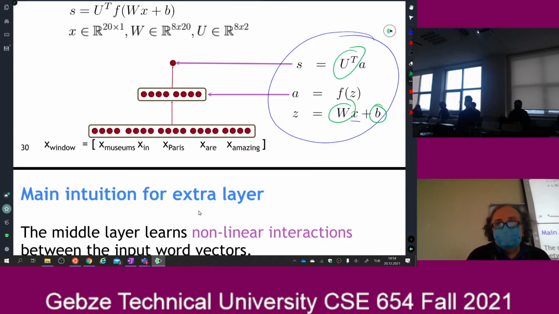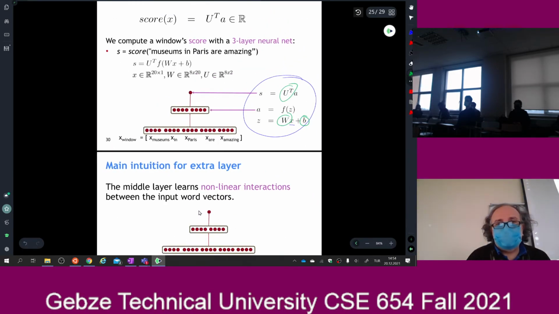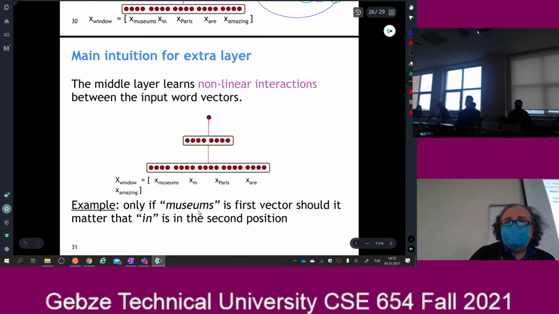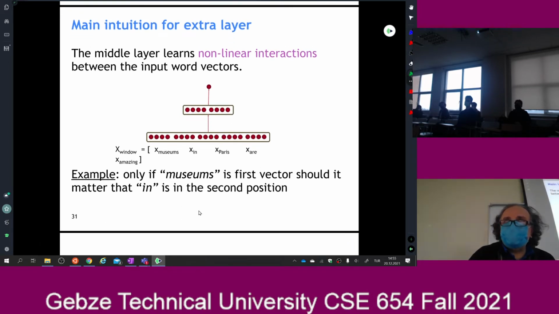Okay. So all these numbers have to be calculated somehow by looking at our training data. That's what we are doing. It has a very big advantage to have this kind of input, because if the context is right, then I would say that Paris is a location. Only if museums is the first vector should it matter that in is the second position. So the network can make these kinds of decisions in the end.